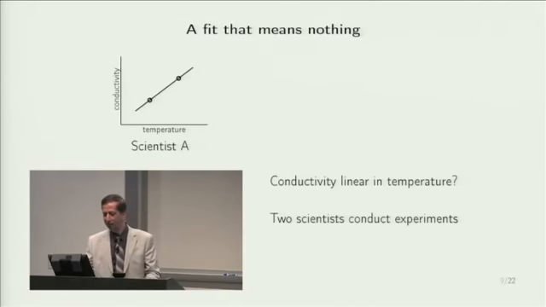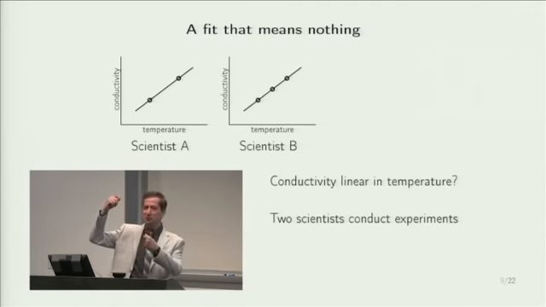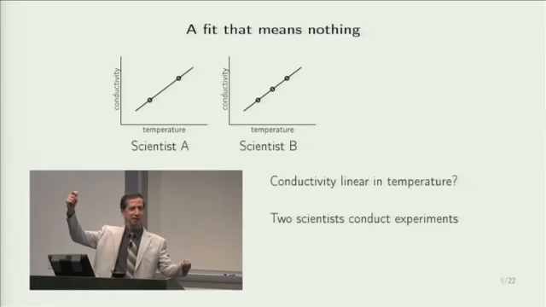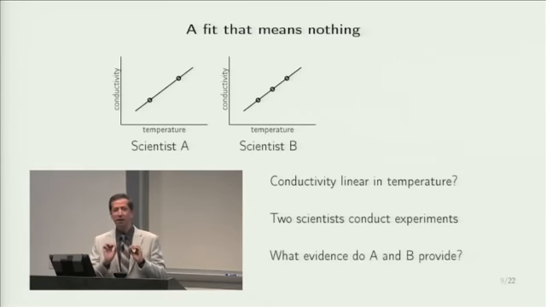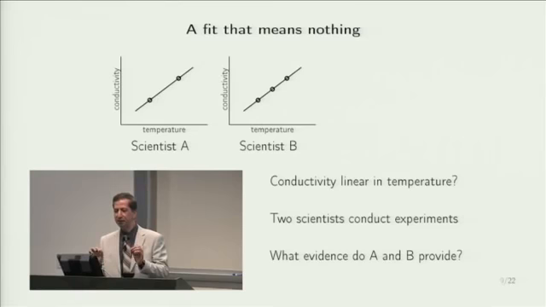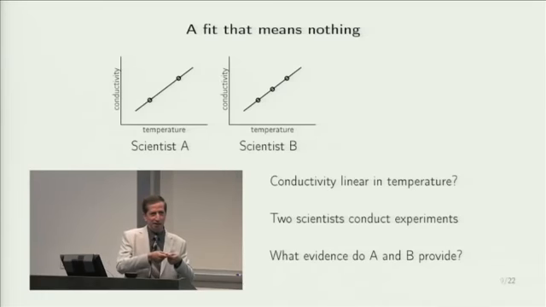The second guy had a supper appointment, so had more time to do it. So he did it 3 times and then put the line. I have a very specific question, which is, what evidence do they provide for the hypothesis that conductivity is indeed linear in the temperature? What is clear without thinking too much is that this guy provided more evidence than this guy. The interesting thing is to realize that this guy provided nil, none, nada. Why is that? Because obviously 2 points can always be connected by a line.